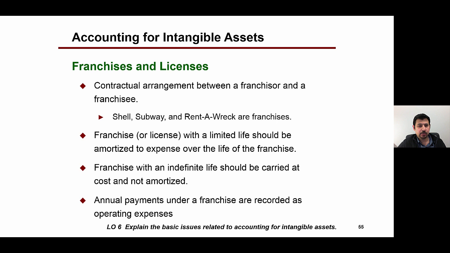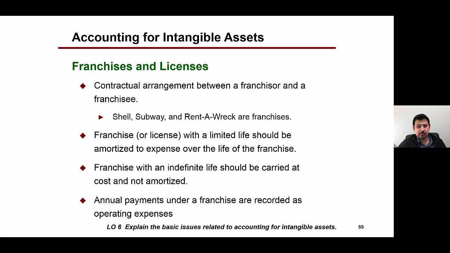Another kind of intangible assets are franchises and licenses. Here, the franchisor allows the franchisee to sell products or to provide services, use trademarks, etc., within a certain geographical area, and in return for a certain fee or charge. This is similar, for example, to a restaurant that gets the Subway's franchise, etc. Here, the license or the franchise could have either a limited lifetime or an indefinite life.